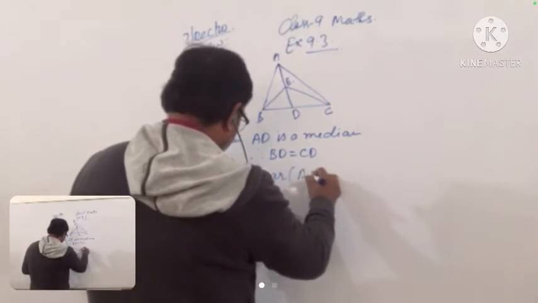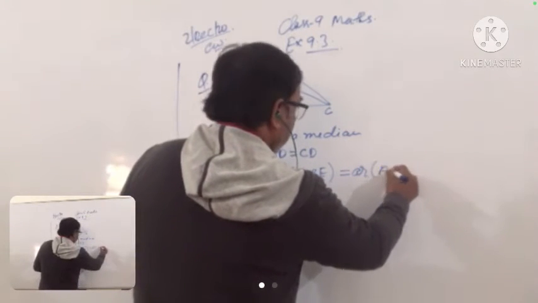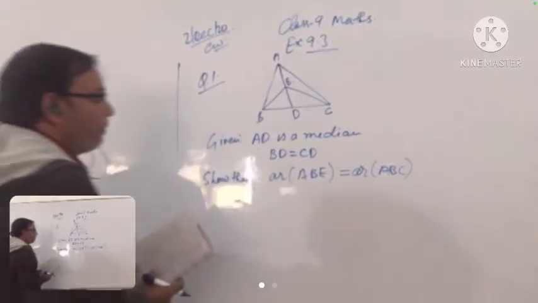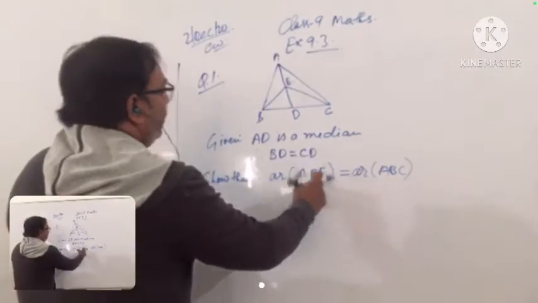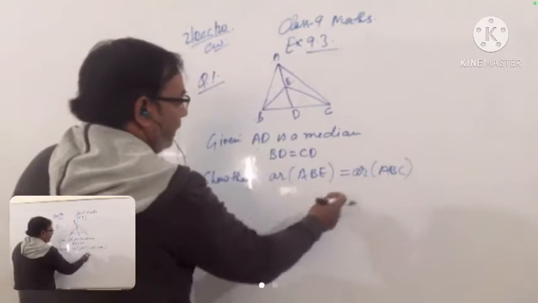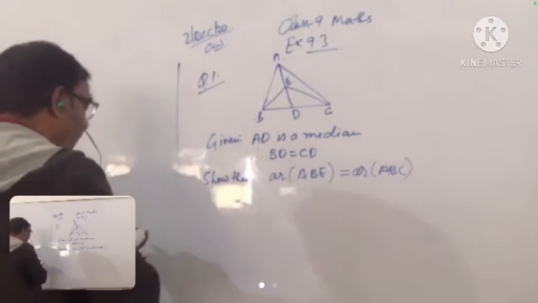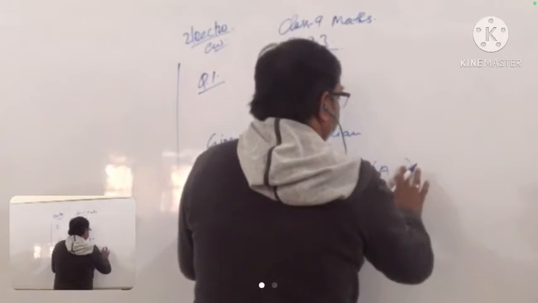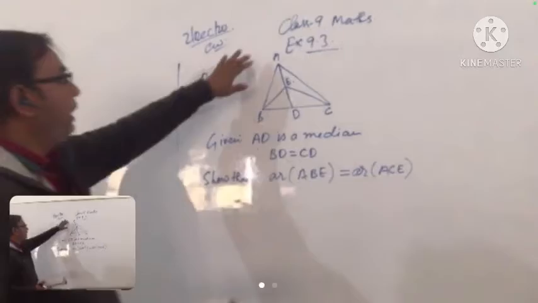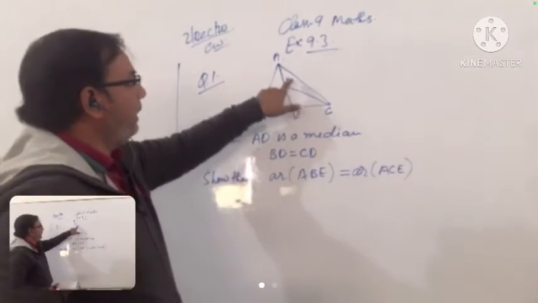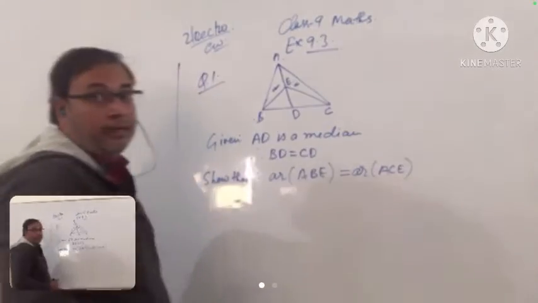area of triangle ABE is equal to area of triangle ACE. We have to show that area of triangle ABE is here, ACE is here. Means we have to show that the area of this is equal to this. Clear? Ticked portion.